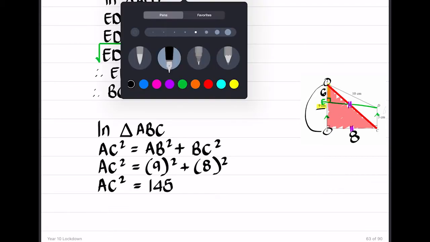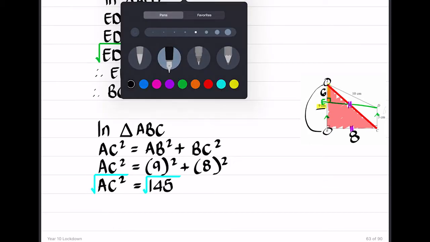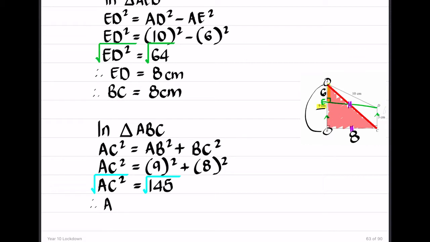But I'm not looking for AC squared. I'm looking for AC by itself. So that means that I'm now going to square root both sides. The square root of AC squared is equal to AC, and the square root of 145 rounded to 3 significant figures is 12.042 centimeters.